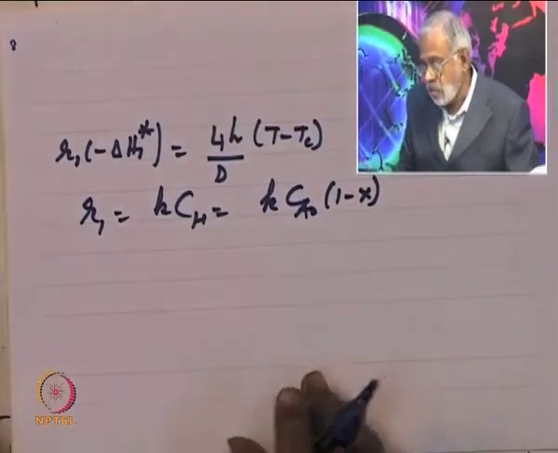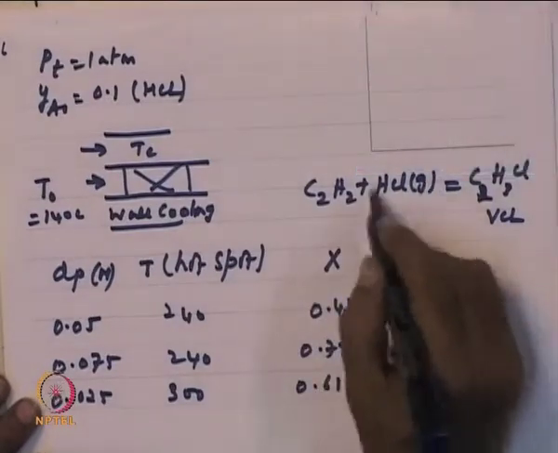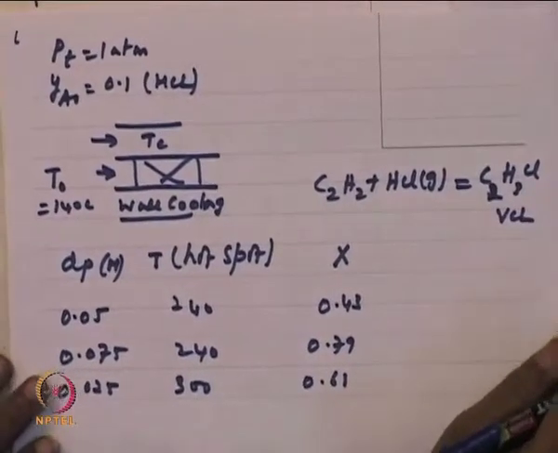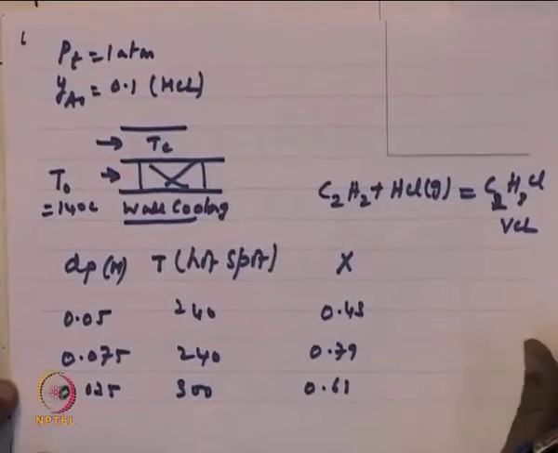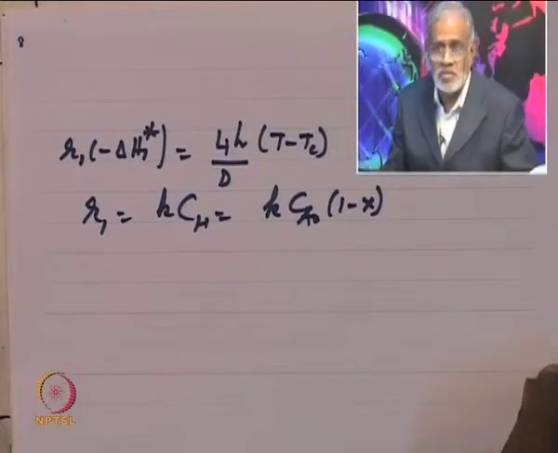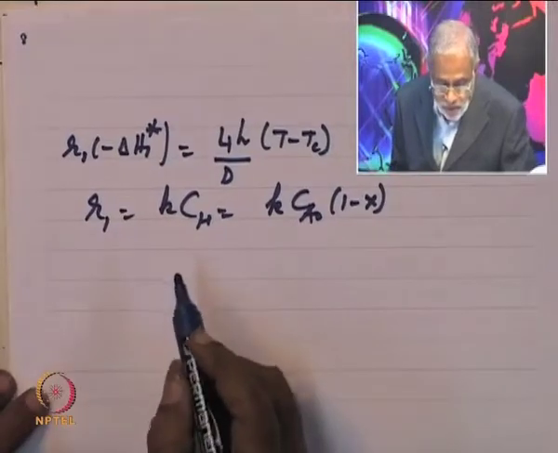See, I am doing a small simplification because it is only 10% HCl, so I am not taking into account the volume change due to reactions. To that extent, it is not such an accurate calculation, but that is not so important for the moment. What we are trying to bring out is how we can understand the data from the point of view of controlling the process. That is why I am not doing the calculation to such detail. Let us do these calculations.